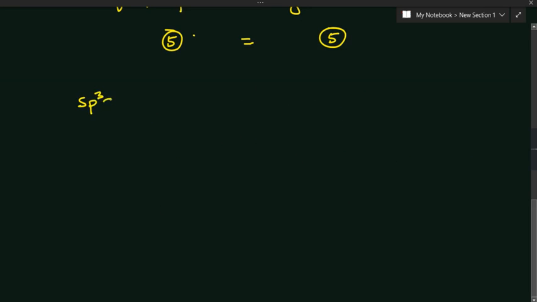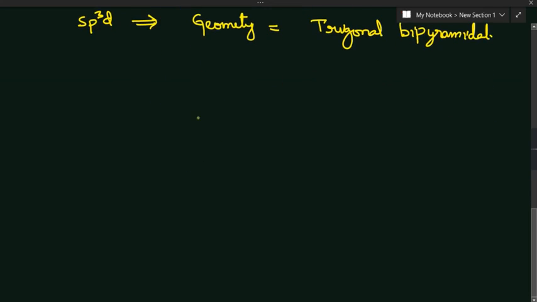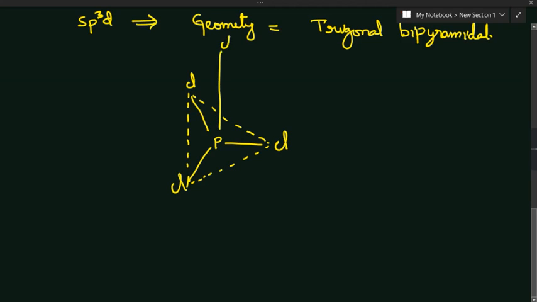So for sp3d hybridization, the geometry will be trigonal bipyramidal, means there will be a triangle and this triangle has 3 bonds, phosphorus at the center, 1, 2, 3, 3 Cl here, and 1 Cl above the plane and 1 Cl below the plane. So this is trigonal bipyramidal.